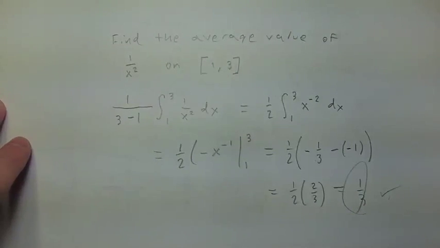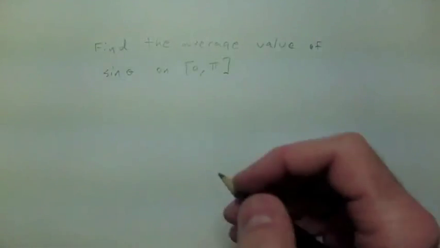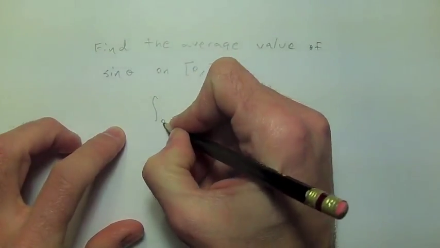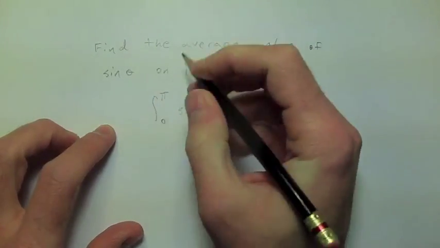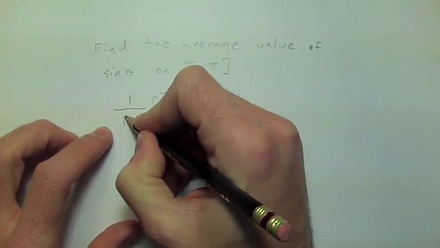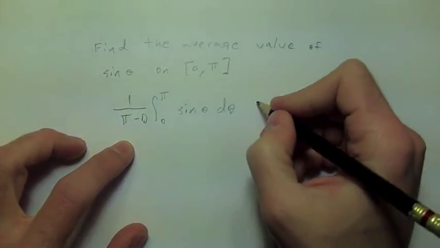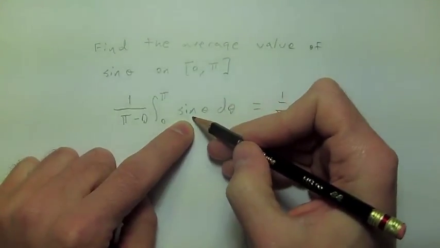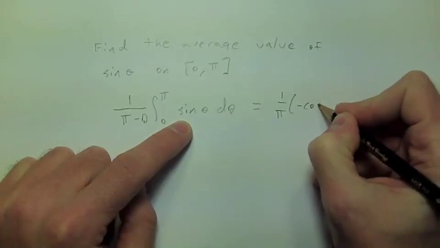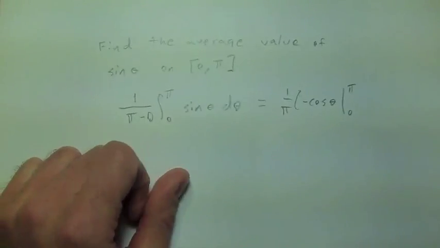Okay, let's do another example. Let's find the average value of sine on 0 to pi. So essentially it's just the integral from 0 to pi of sine theta d theta, except you multiply by 1 over pi minus 0. So this will be 1 over pi. Then we integrate. So the integral of sine is negative cosine theta. And I'm just going to evaluate this from pi to 0.